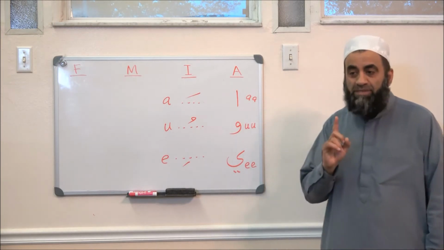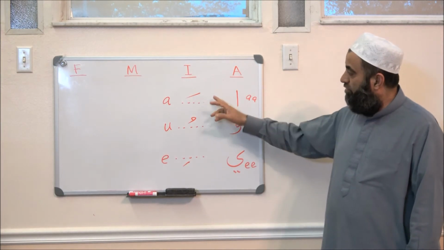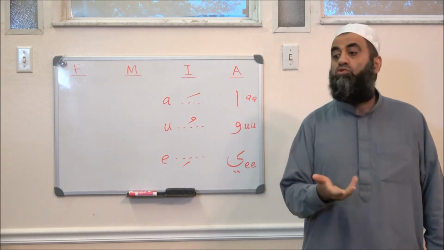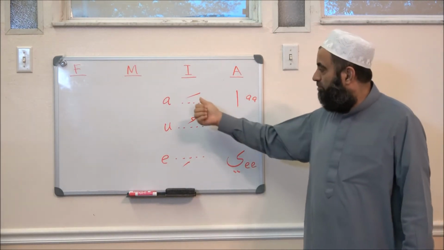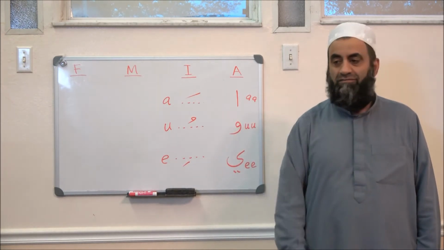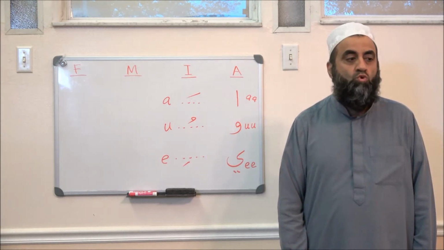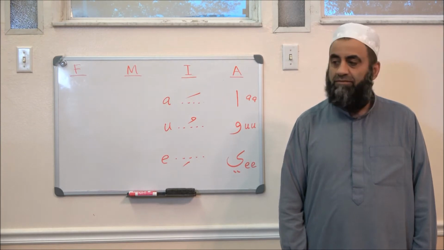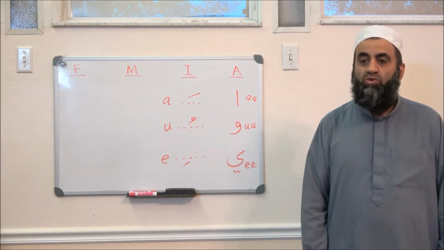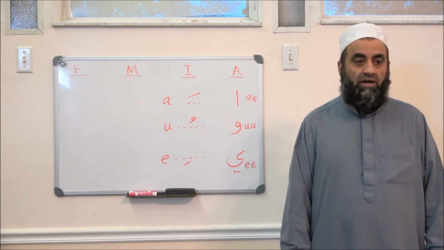And sukoon is the absence of the vowel. When I do not have a vowel, we say in Arabic we have sukoon. Why? Because when I pronounce one of these vowels, either long or short, I am moving the mouth. Notice a, u, e, a, u, e. But when sukoon is present, which means there is no short or long vowel, I don't move my mouth.